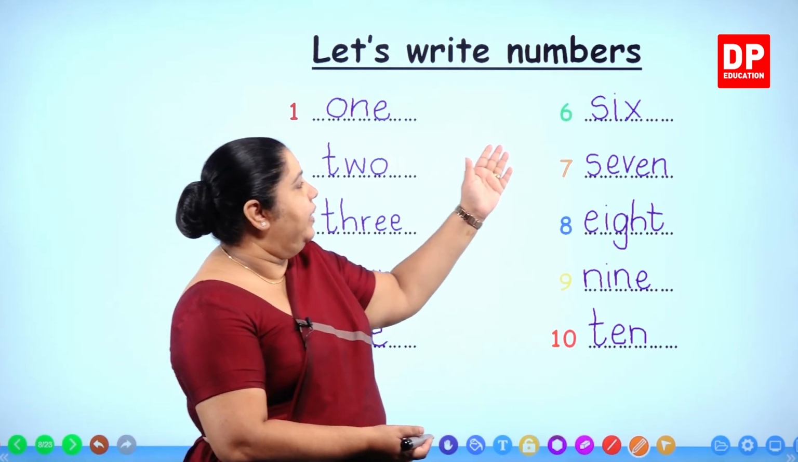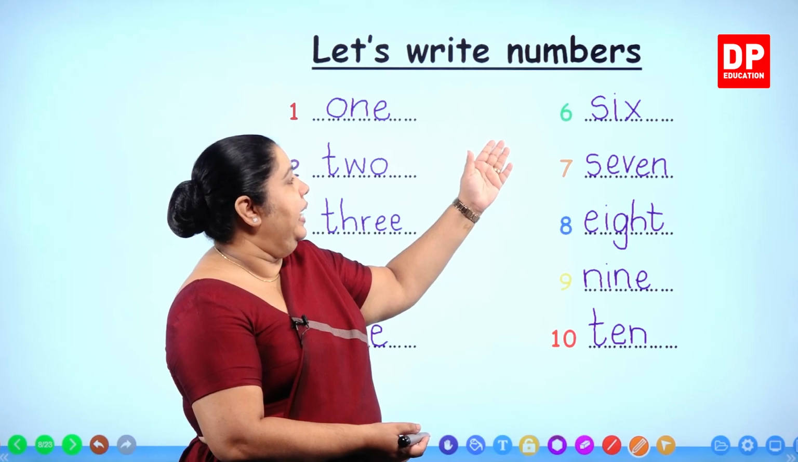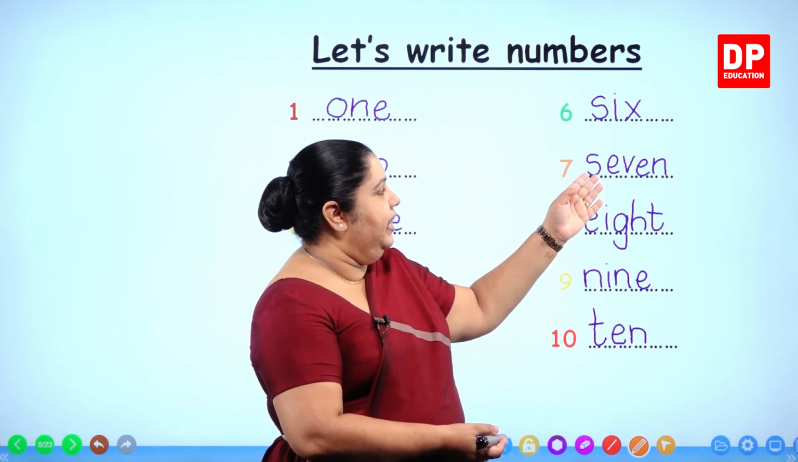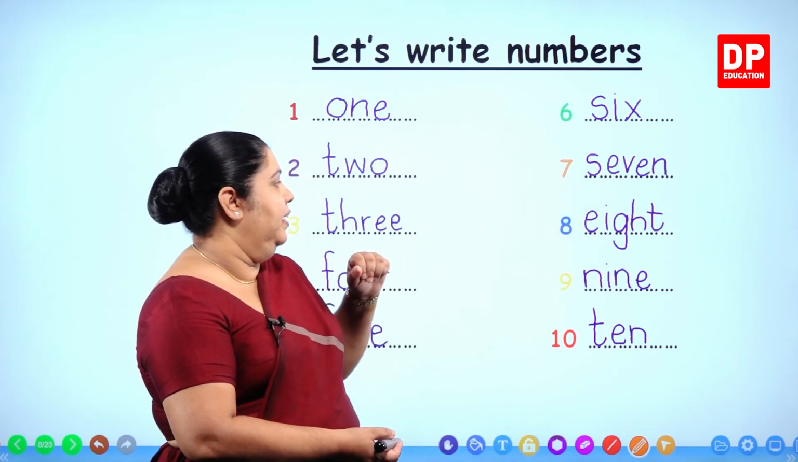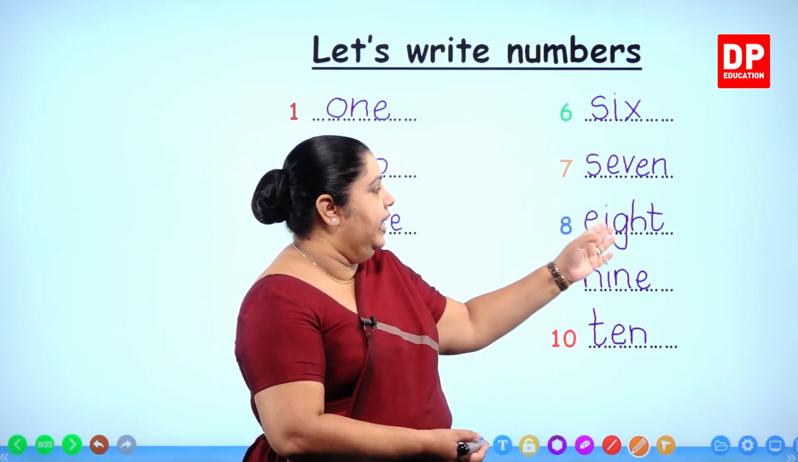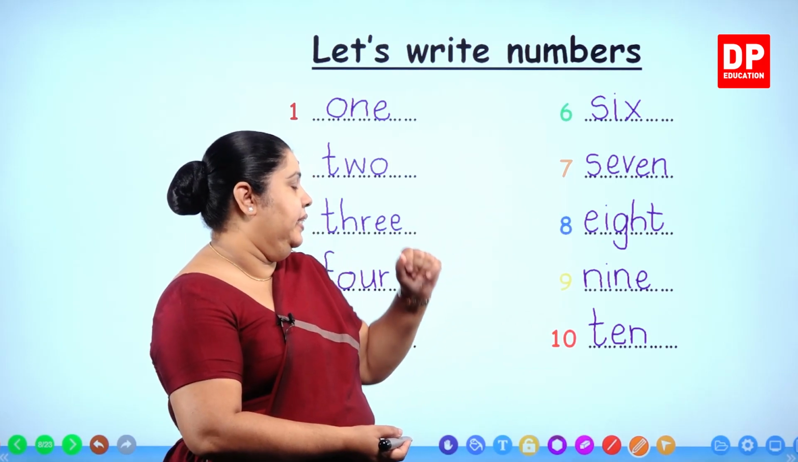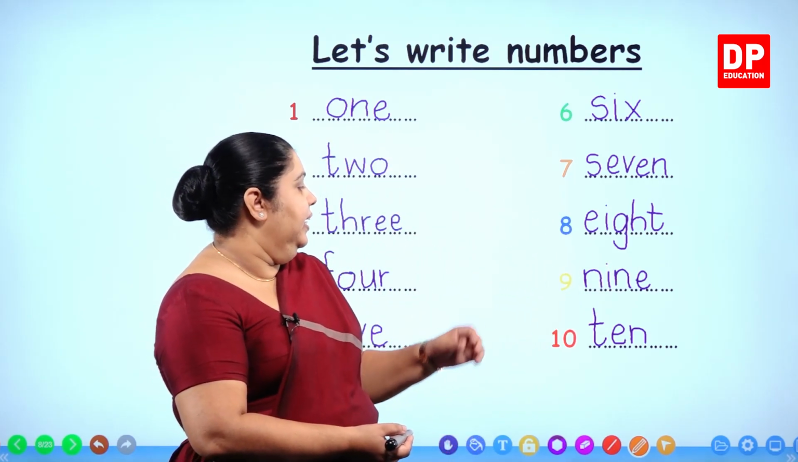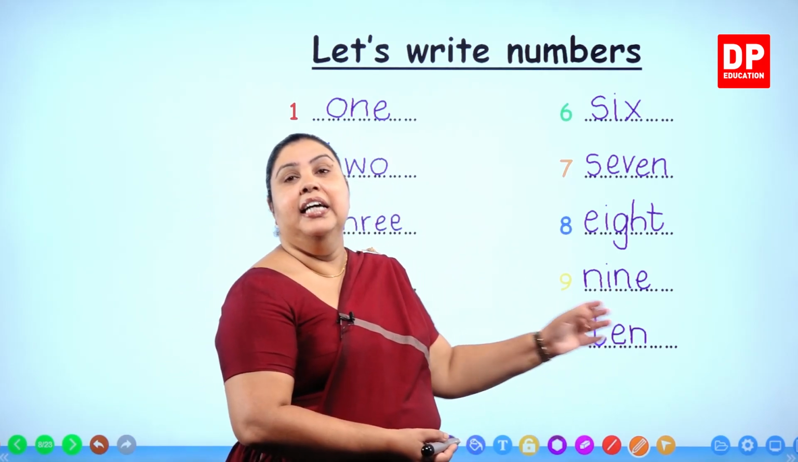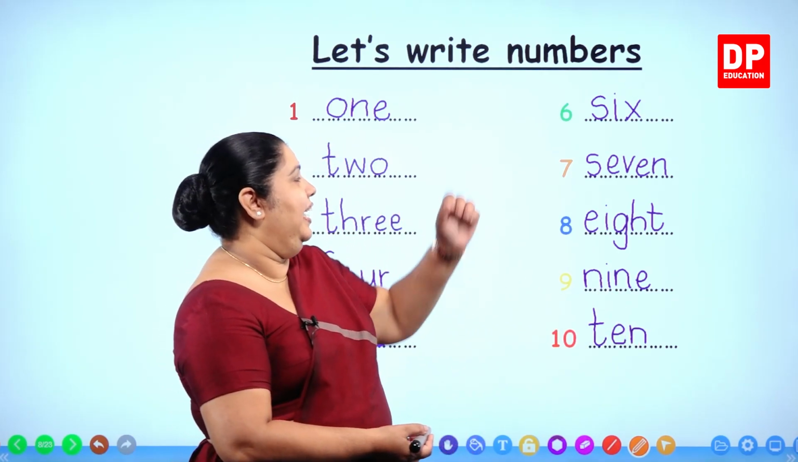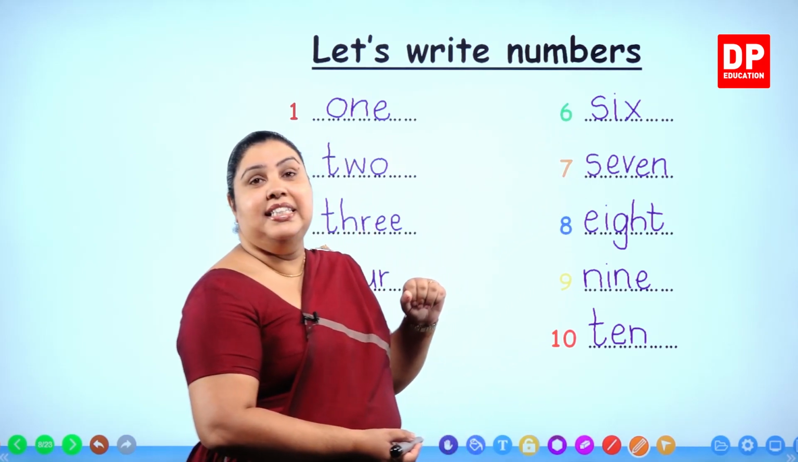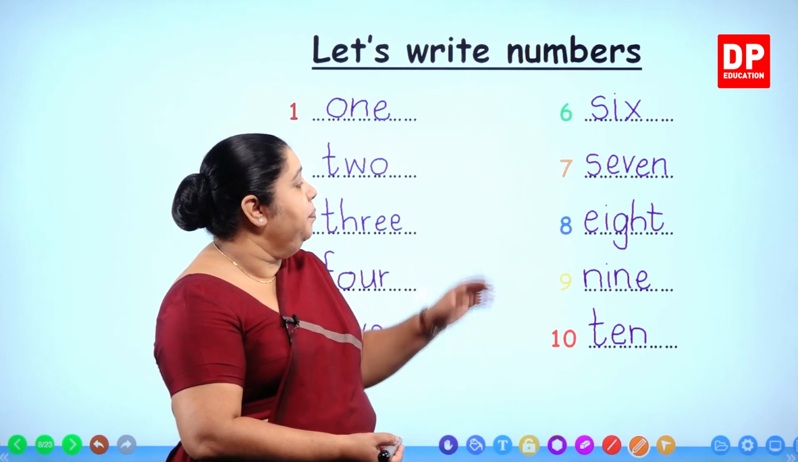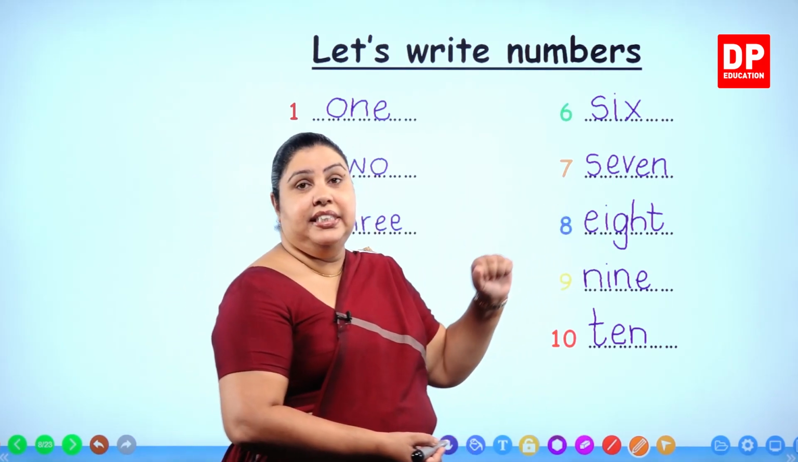Now let's take a look at number 6 once again. Six. 6. Seven. 7. Eight. 8. Nine. 9. Ten. 10. Right? Once again. Six. 6. Seven. 7. Eight. 8.